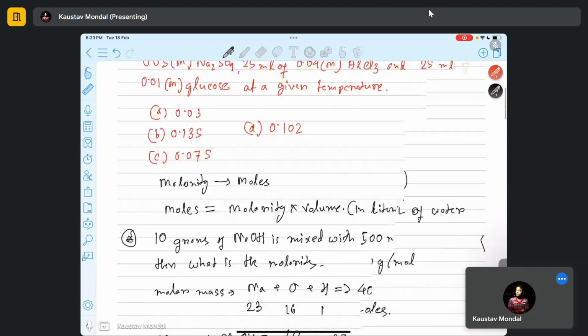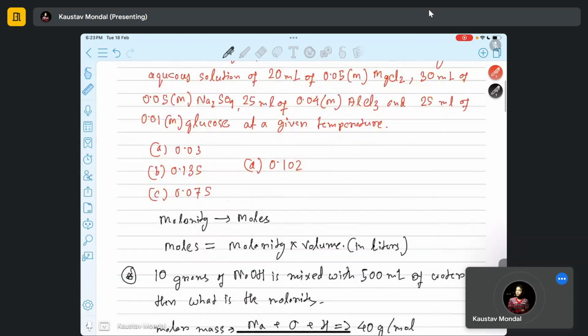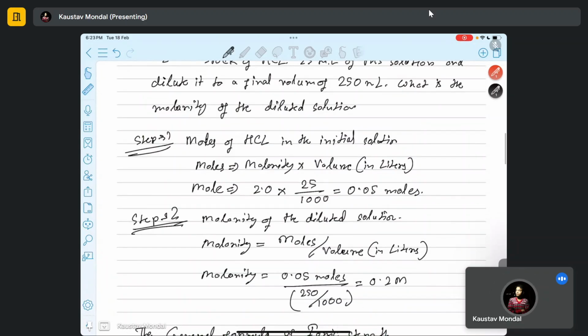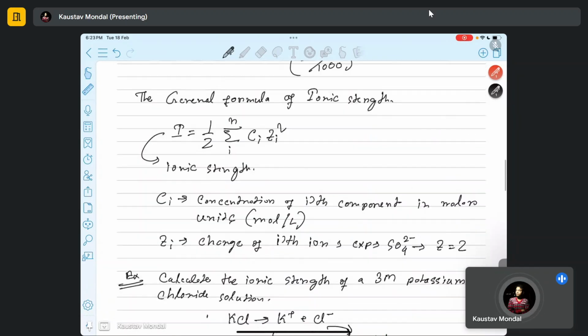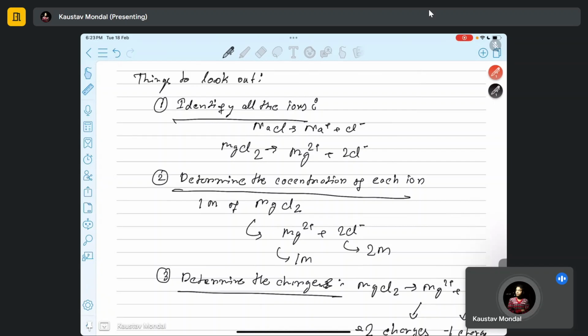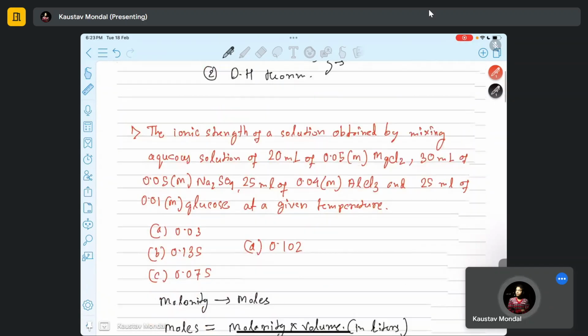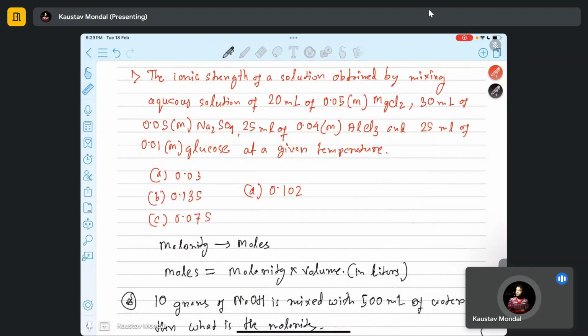These three things you have to be careful about when you are solving this kind of problem. After discussing how to calculate molarity and vice versa, and how to calculate ionic strength and what you have to look out for, now we will solve our main problem. Our main problem consists of four different solutions which are mixed with each other.